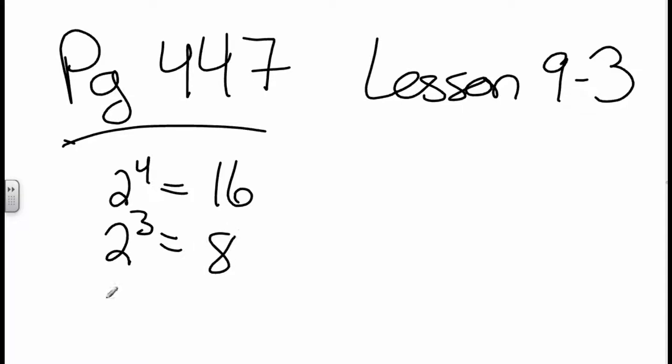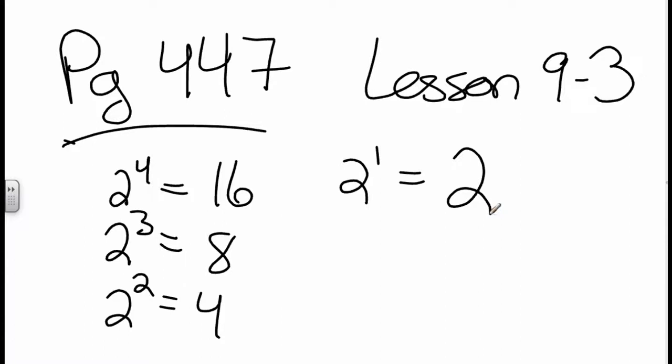8. Fantastic. 2 squared is 4. Fantastic. 2 to the 1st is just 2. And then there's this weird number where it's like 2 to the 0 power is question mark. All right, stop. I bet a lot of you do know, but I want to show you mathematically how we get there. Because the answer was in the back of the book.